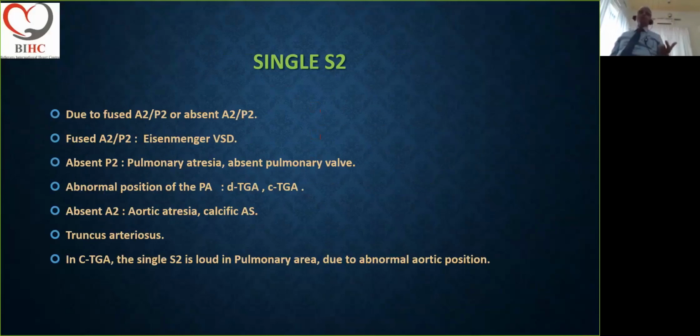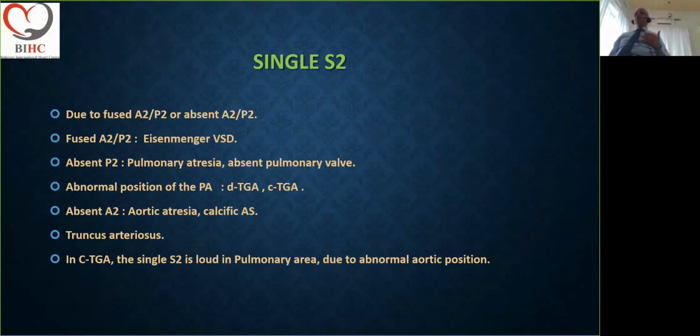There is this condition called tetralogy with absent pulmonary valve. These are instances where the pulmonary valve is absent, or following tetralogy repair, quite often there is no pulmonary valve. With the abnormal position of the pulmonary artery as in transposition, and aortic second sound being absent, the neonate has hypoplastic left heart, aortic atresia. In the adult, calcific aortic stenosis. Or in the case of truncus arteriosus, you have only one valve, so you can hear only one sound.